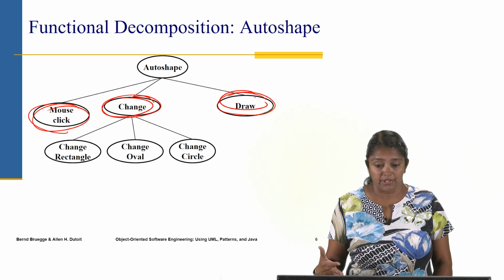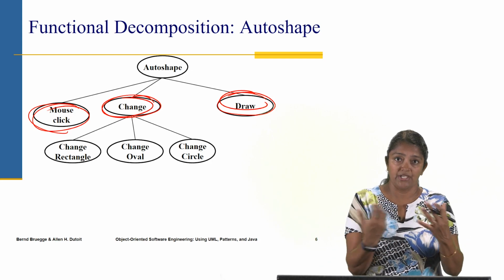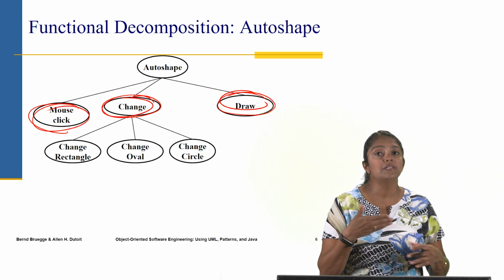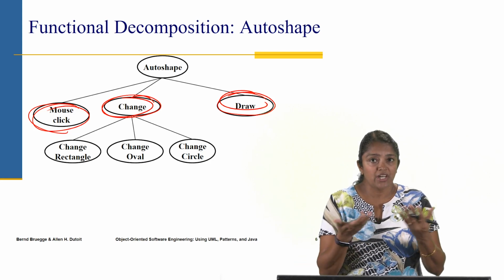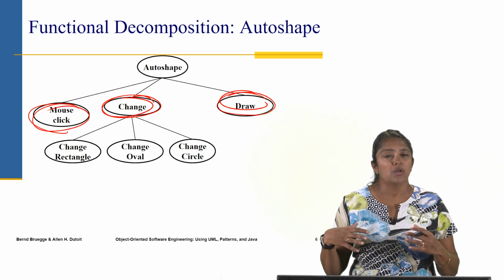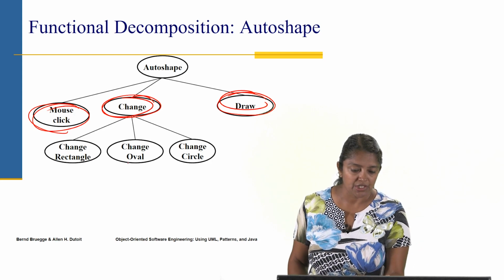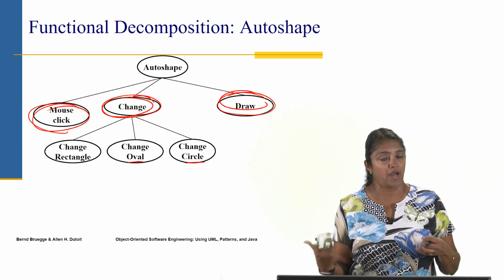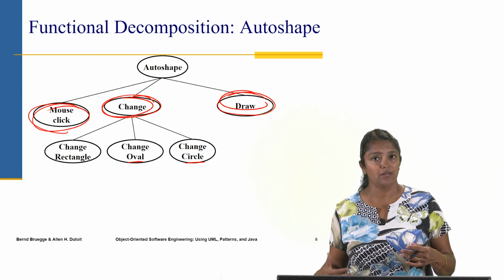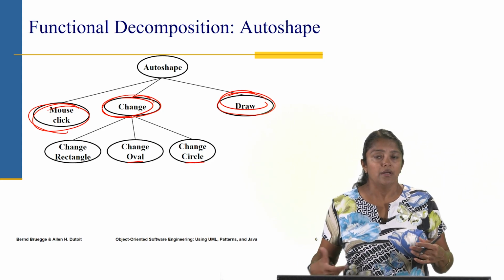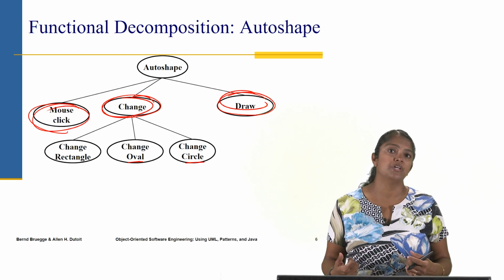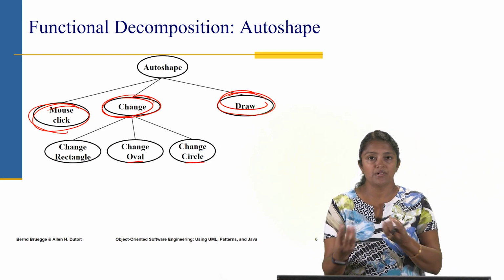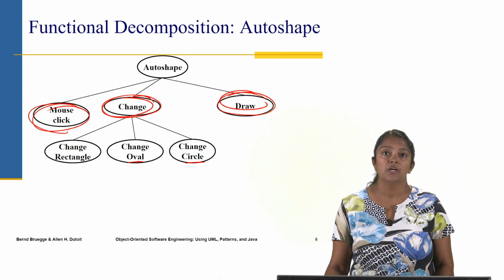Now, can we further break it down? Changing a shape, what does that involve? Depending on the type of shape, the change functionality is going to vary. Are we changing a rectangle, or are we changing an oval, or are we changing a circle? Based on that, we have to have specialized code. For rectangle, we're going to use the features of a rectangle in order to provide the ability to change it, and similarly for an oval and a circle. So those are our smaller sub functions of change.